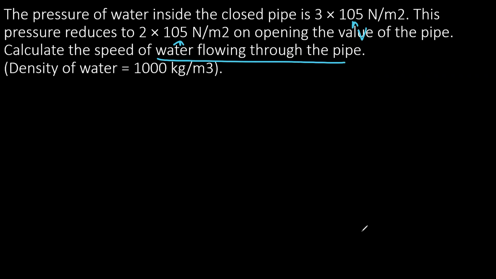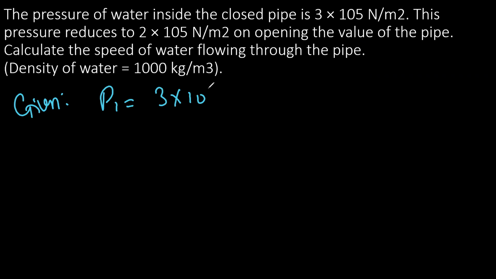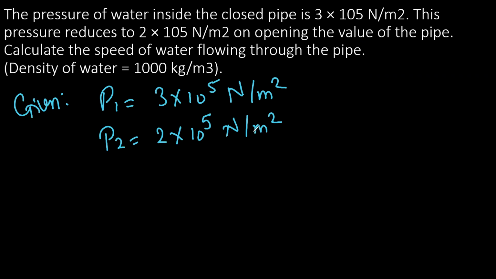Density is given, so I can write the given. So what is the given? Given is P1 is equal to 3 into 10 raised to 5 Newton per meter square. And what is P2? P2 is 2 into 10 raised to 5 Newton per meter square. And the density of water is 1000 kg per meter cube.